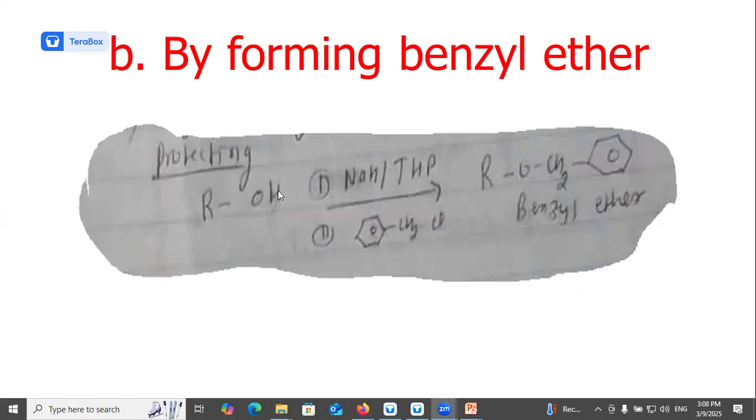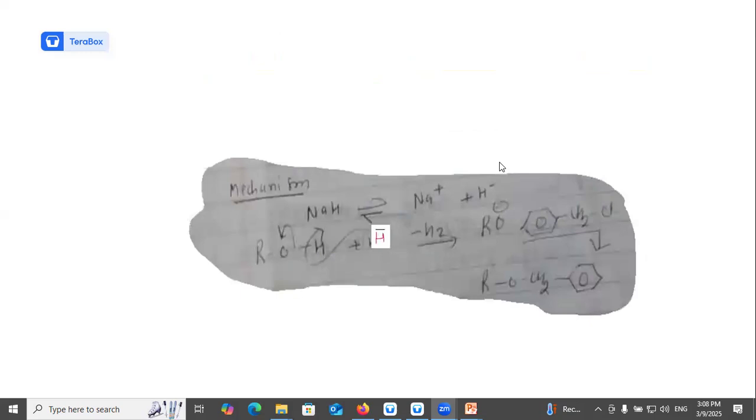By forming benzyl ether: when alcohol is treated with benzyl chloride in the presence of sodium hydride, we will get benzyl ether. In case of mechanism, first of all, sodium hydride dissociates into sodium plus and hydride ion. This hydride ion abstracts this hydrogen and gives hydrogen gas, and this electron pair is transferred toward the oxygen because this oxygen has higher electron density. So this oxygen becomes negatively charged, and this negatively charged oxygen attacks this carbon and releases chloride, and we'll get benzyl ether.